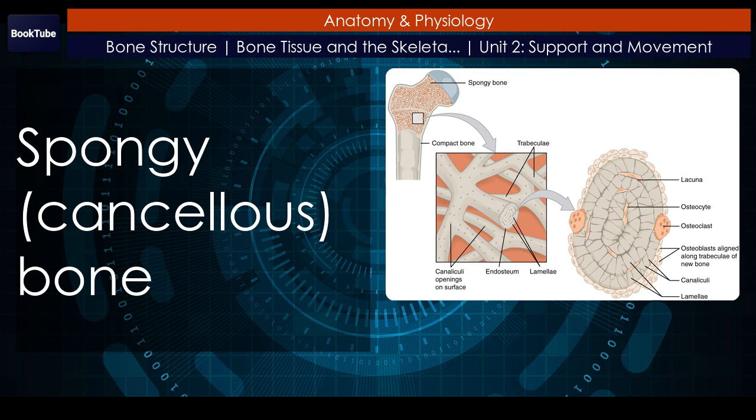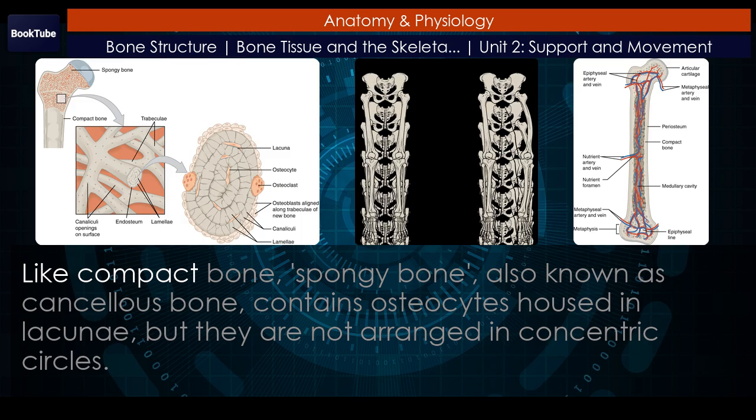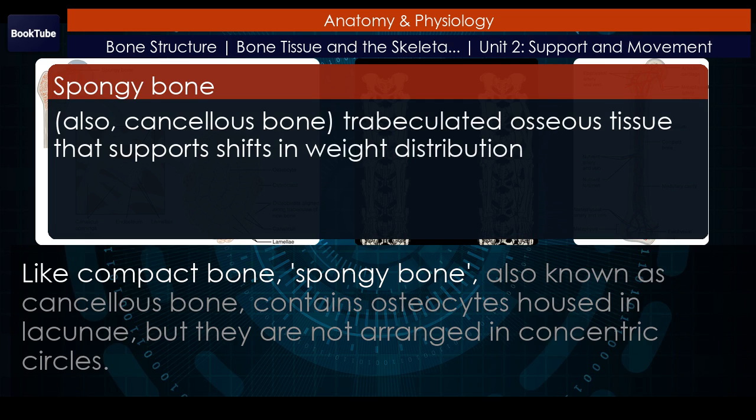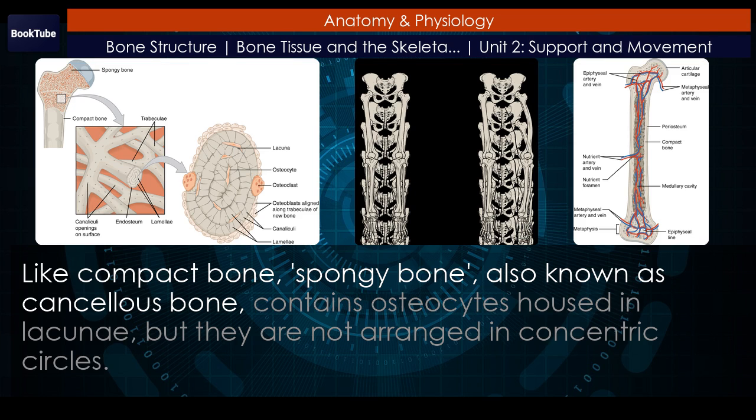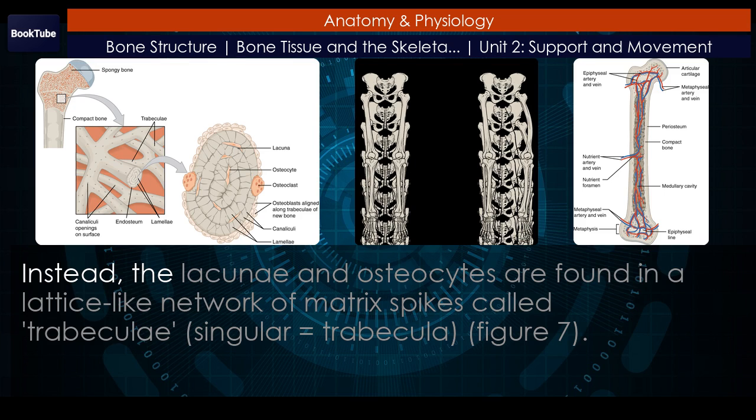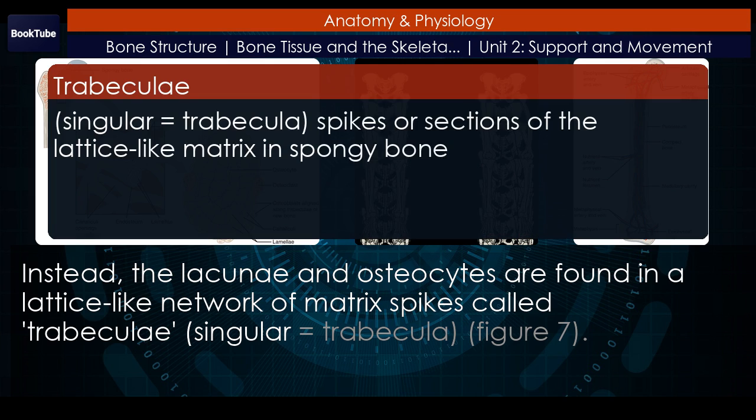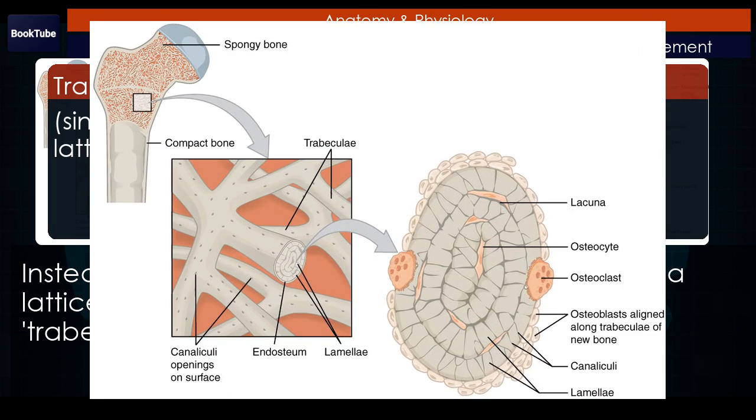Spongy, cancellous bone. Like compact bone, spongy bone, also known as cancellous bone, contains osteocytes housed in lacunae, but they are not arranged in concentric circles. Instead, the lacunae and osteocytes are found in a lattice-like network of matrix spikes called trabeculae. Singular equals trabecula. Figure 7.